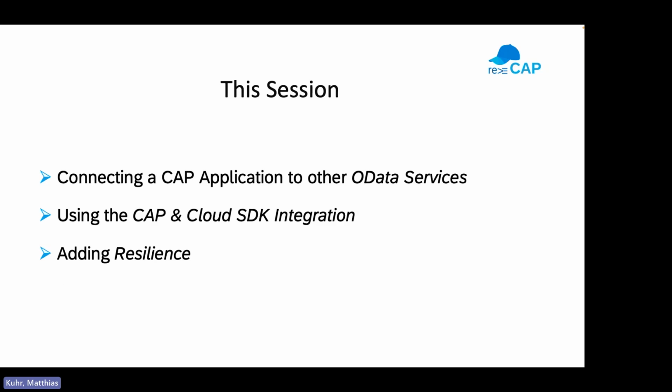The rest of the session, just to give you a brief overview, will mostly be coding and demoing. But just so that we have an idea what we're going to do: we're going to connect a simple CAP application to a remote OData service and see how exactly this works, how CAP and Cloud SDK work together to get that done. And how you can start there and add things like resilience on top, to make sure that the connection you just made to the remote service doesn't take down your application once the remote service is temporarily offline or there's some problem that causes calls to take a long time, so that your application performance doesn't degrade because of that.